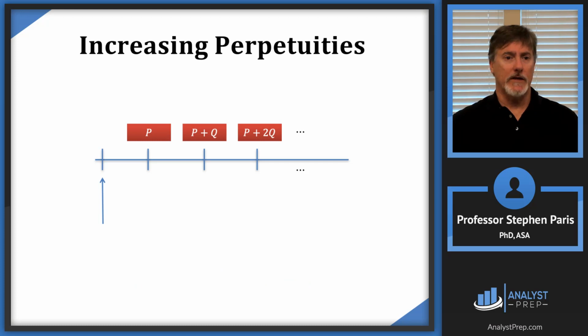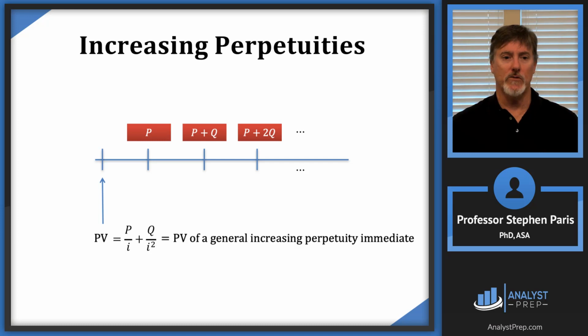So with the valuation date one period before the first payment of one of these general increasing perpetuities, the present value is the first payment divided by i plus whatever the common difference is divided by i squared. So that's the present value of a general increasing perpetuity immediate. It's a very useful formula. I strongly recommend that you commit that formula to memory. Remember that formula, and also remember where the valuation date is when you're using that formula.